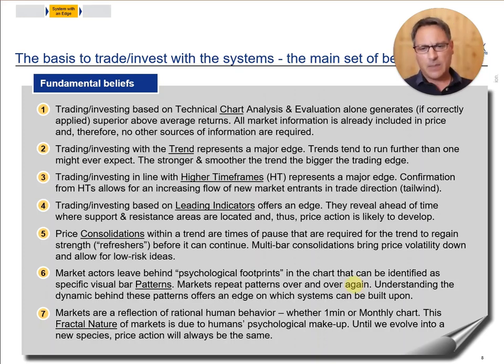Understanding the dynamic behind these patterns offers an edge. Markets are a reflection of irrational human behavior, whether on the 1-minute or the monthly chart. The market is fractal, and these patterns are completely 100% fractal. We don't differentiate, right? It's due to humans' psychological makeup. Until we evolve into a new species, price action will always be the same.